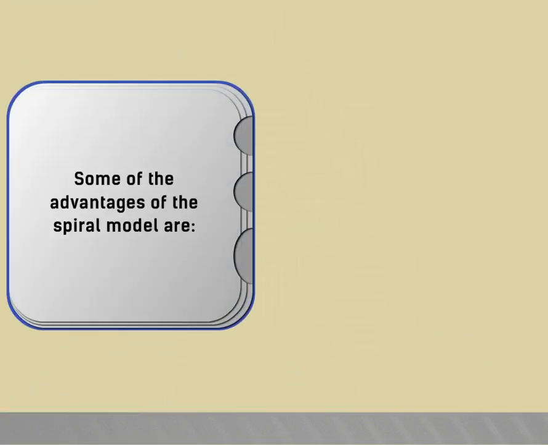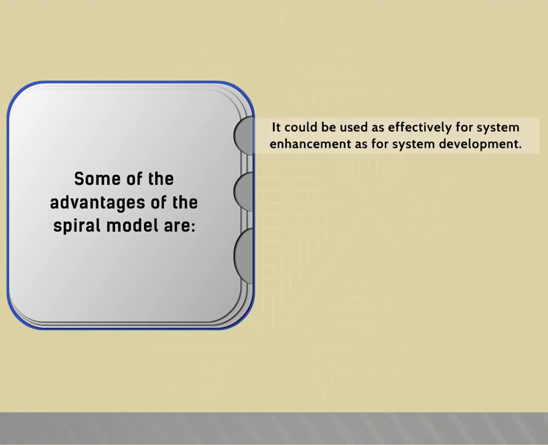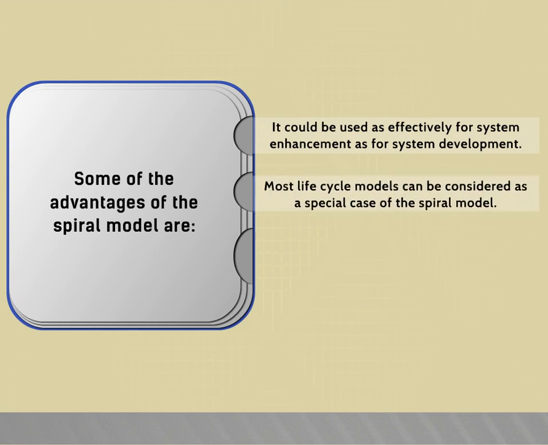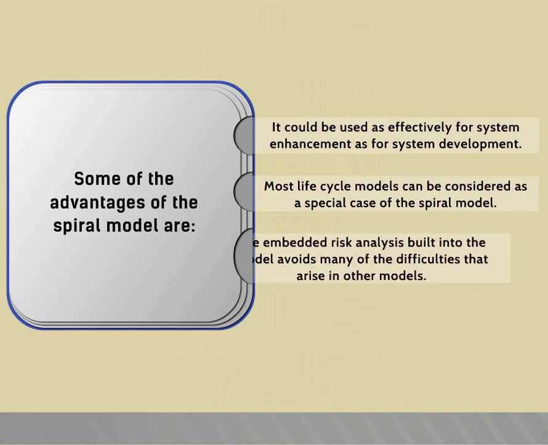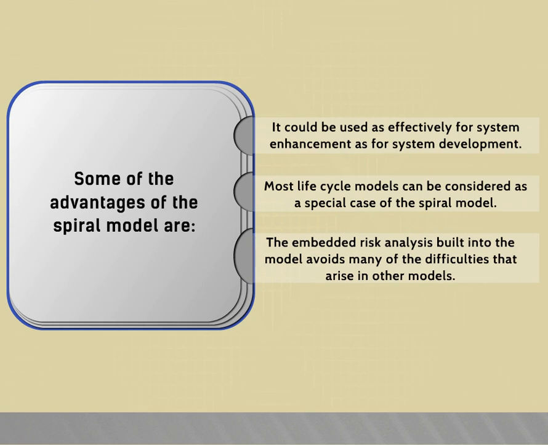Some of the advantages of the spiral model are: it could be used as effectively for system enhancement as for system development. Most lifecycle models can be considered as a special case of the spiral model. The embedded risk analysis built into the model avoids many of the difficulties that arise in other models.